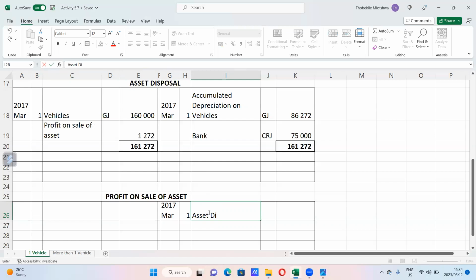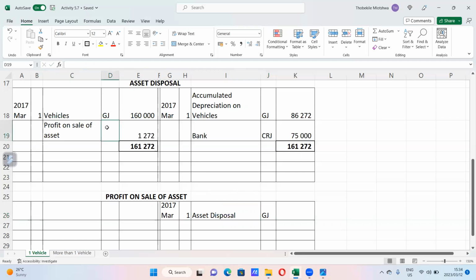So yeah, if it's a profit, you're allowed to just say profit on sale of asset. If it's a loss, you're allowed to just say loss on sale of asset. You don't have to say profit or loss on sale of asset all the time. So this one, I knew it was profit, so I just wrote profit on sale of asset. Then this is also happening in the GJ again.